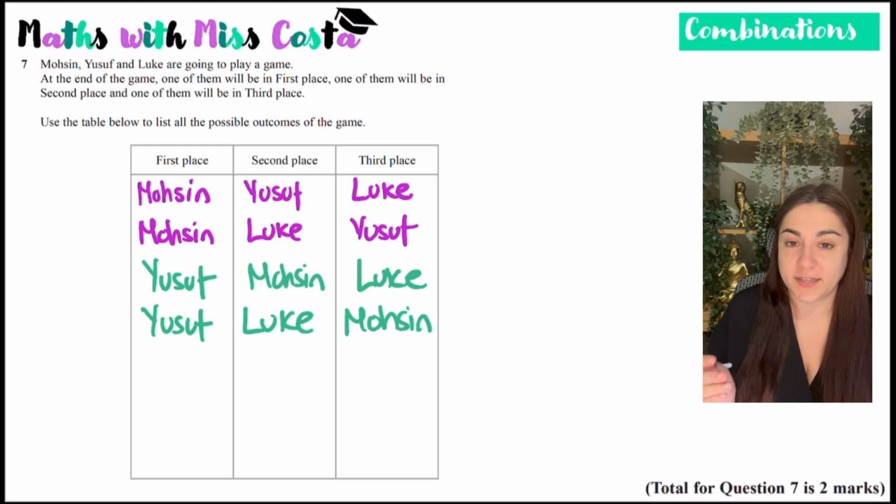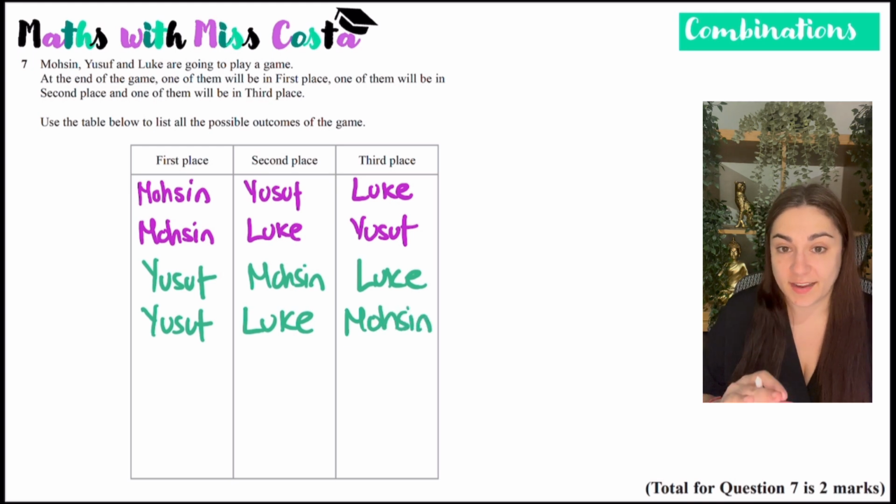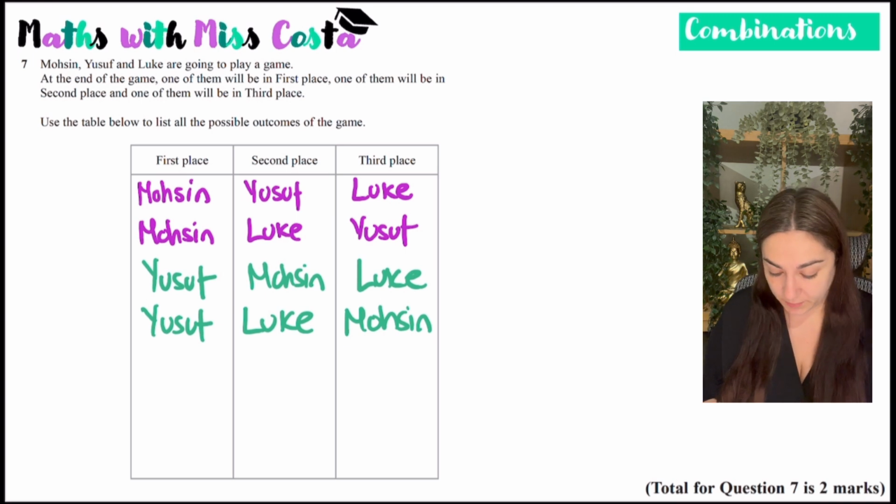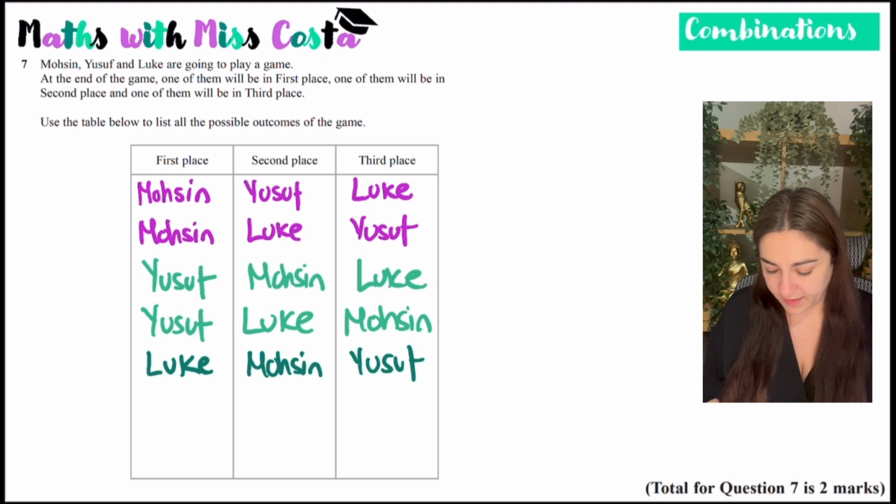So you're essentially trying each person and then eliminating all of your options, and it's the best way to do it this way rather than just randomly coming up with combinations. And then lastly, if Luke goes first, then Mohsen might come second, and therefore Yusuf would be third. Or alternatively, Luke could come first, Yusuf second, and Mohsen last.